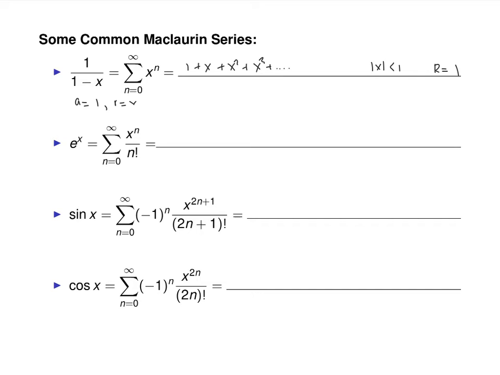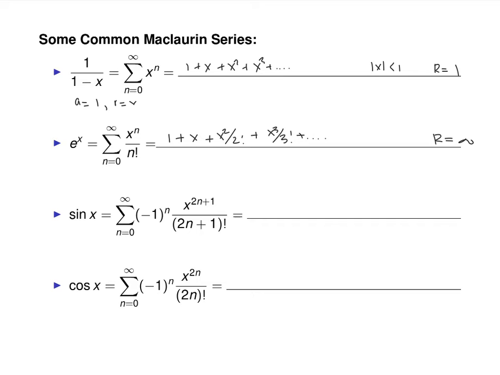Then we use the definition of a Taylor series to find series for e to the x, sine and cosine. So e to the x's series is a sum from n equals 0 to infinity of x to the n over n factorial. As an infinite sum that will look like 1 plus x plus x squared over 2 factorial plus x cubed over 3 factorial, etc. This has radius of convergence infinity.